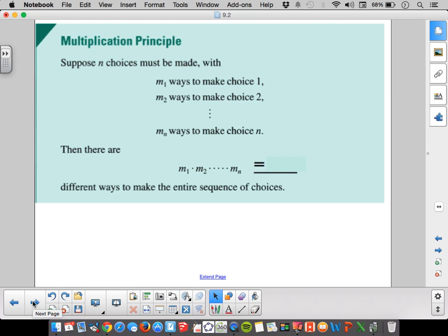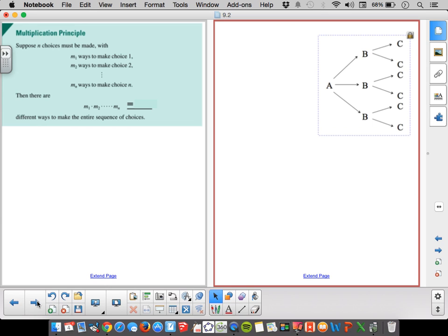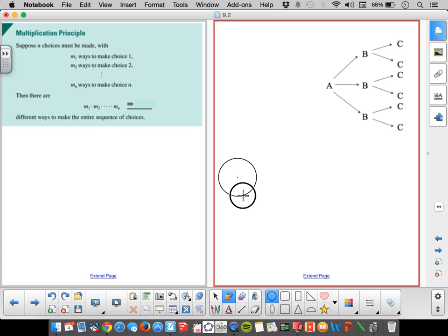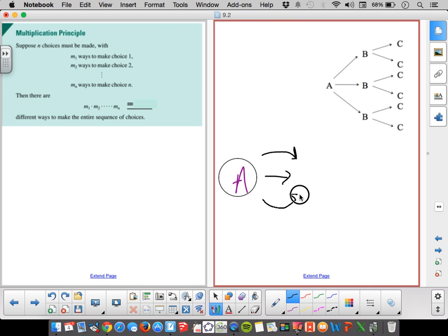This is what it says in your book on the definition of the multiplication principle. And I'm actually going to use an example that they have in your book on the road. So in your book it lists, we have town A, and from town A, we can go on 3 different roads to town B. From there, we could take 2 different roads to town C.